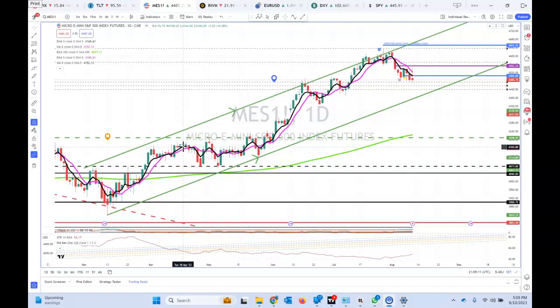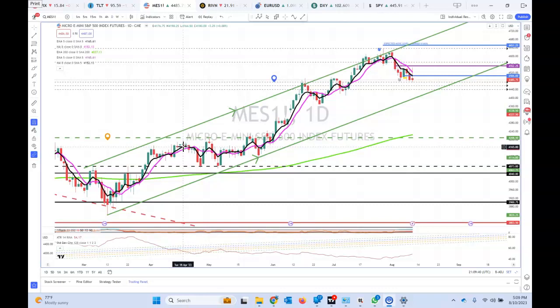I'm going to do a quick look at MES. That's the micro E-mini for the S&P 500 index futures contract. First, we're going to look at what the market is actually doing as far as price action. Thereafter, we're going to take a dive into the options chain and see how we can build a strategy around a bias.